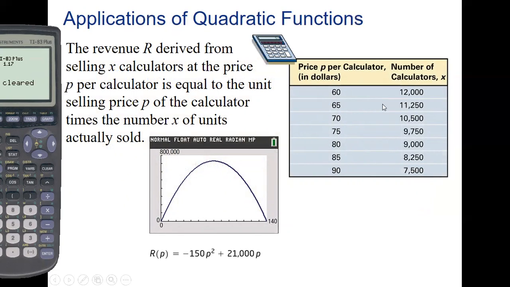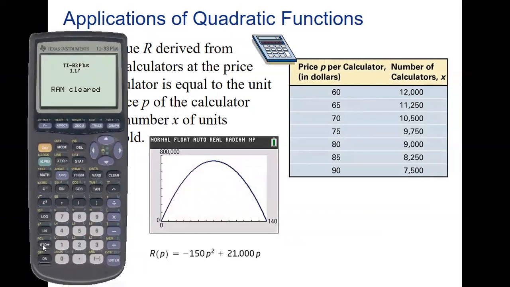The revenue R derived from selling X calculators at the price P per calculator is equal to the unit selling price P of the calculator times the number of X units. So here they gave us our graph to illustrate this. So we have R of P equals negative 150P squared plus 21,000P, right? Once we graph in the calculator and change our window, we can see that it creates a quadratic, a negative quadratic, right?